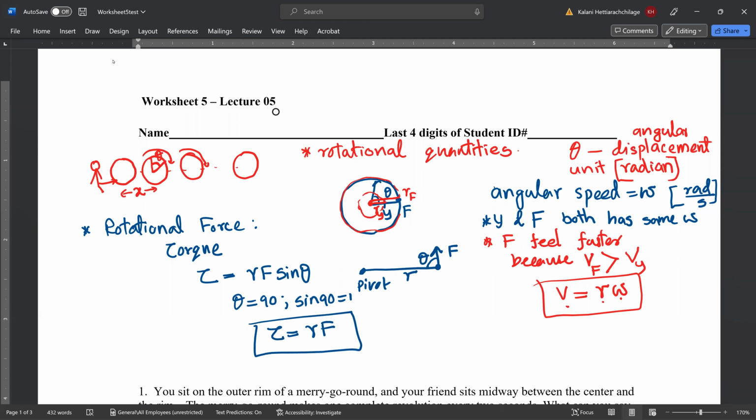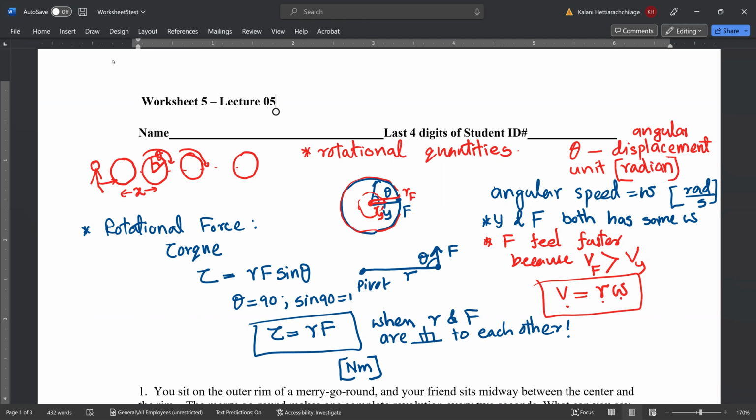But make sure R and F are perpendicular to each other. Most of the problems, I would say almost all questions in your class, they are perpendicular to each other because it's easy to calculate, right? Now the units of this one will be R measured in meters, F measured in Newtons, so the units will be Newton meters. That is another quantity that we discussed.